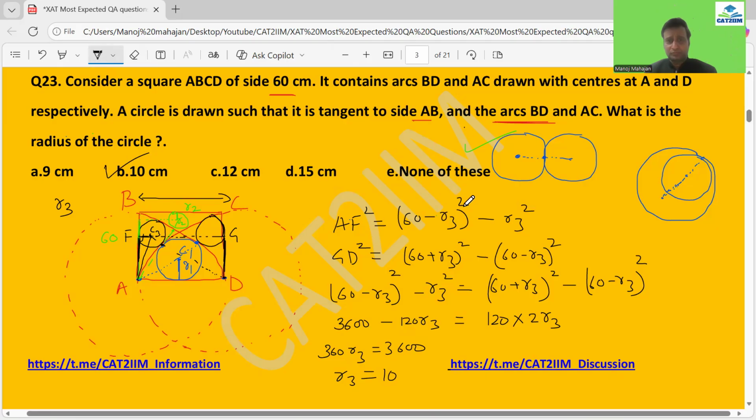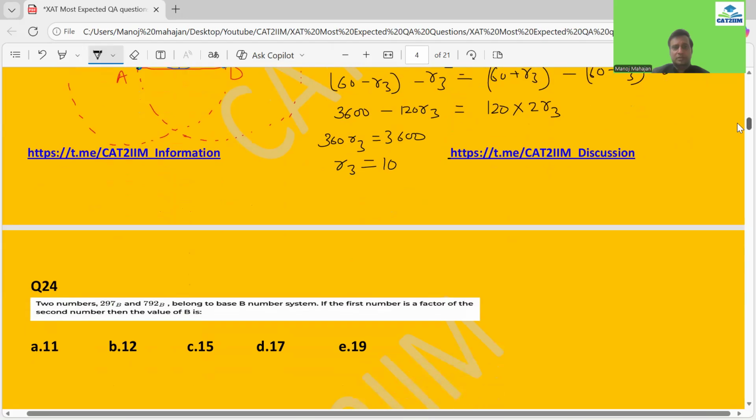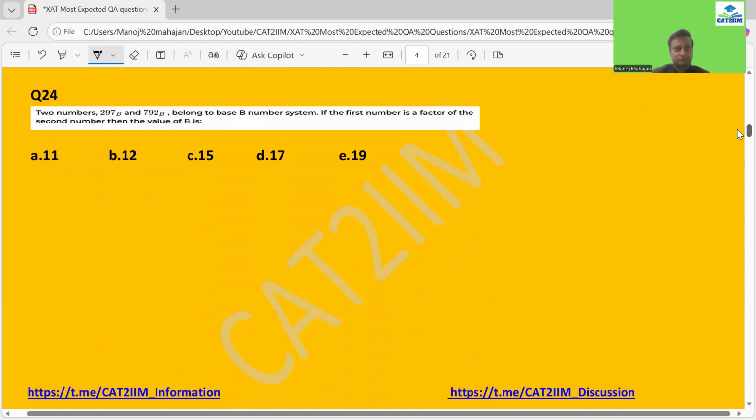So either you can put options out here once you get the relation, or you can solve it also because you don't get a quadratic. It's a simple linear equation which is coming out, right. So let's move to the next one out here.